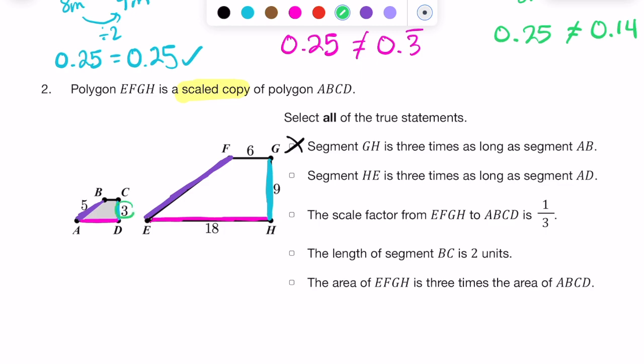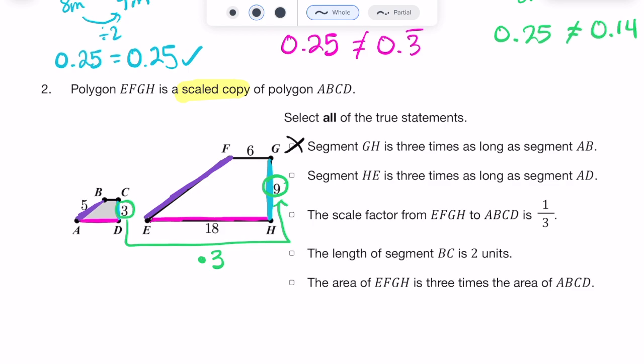So here, this is 3, and this is 9. So the scale factor is going to be 3. 3 times 3 is 9. If I don't know that in my head, I can do 9 divided by 3, and it's going to give me 3. So the scale factor for this whole thing is going to be 3.